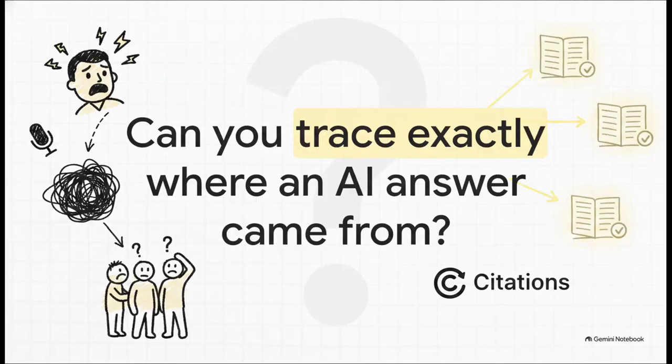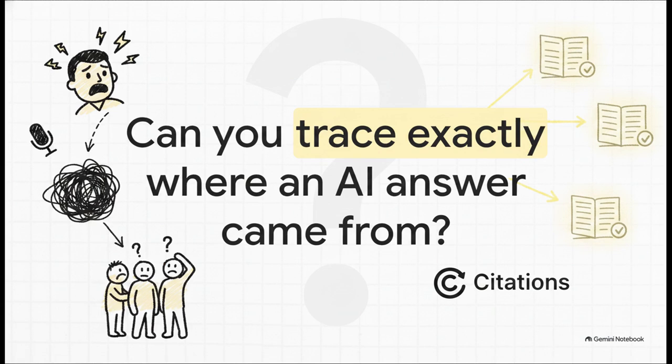Okay, picture this. Your AI-powered support tool confidently tells a customer something that is absolutely, completely wrong. Panic sets in, right? But you know what the real nightmare is? That's when nobody on your team can figure out exactly where that hallucinated answer even came from. It's just an untraceable black box, and honestly, that's a massive pain point for enterprise developers. Well, that is exactly the problem Citations solves.